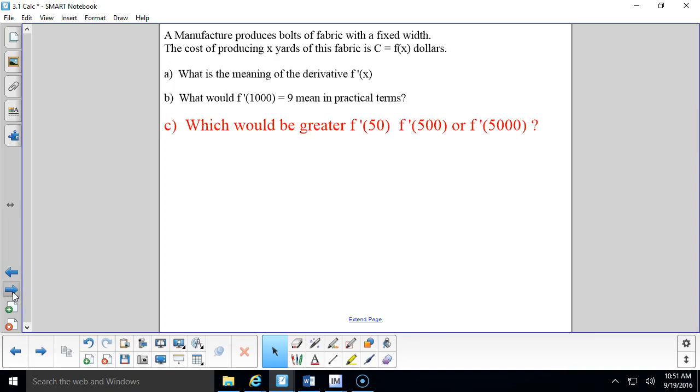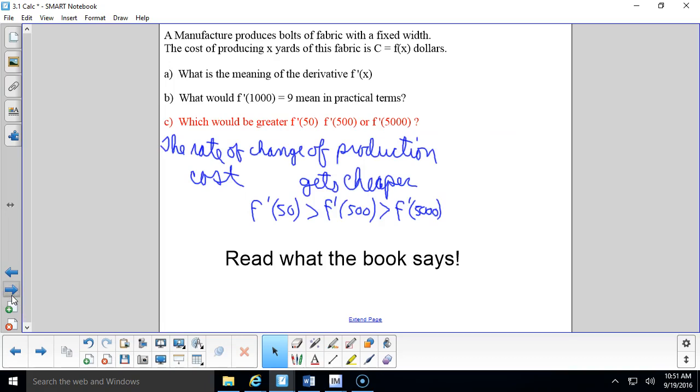So which would be greater, the rate at which the cost is changing at 50, 500, or 5,000? There's a couple of interpretations of this. Typically, though, the reason stores like Sam's Club or Costco, those big stores that tend to sell things in bulk, are able to sell things cheaper is that when you buy in bulk, it's easier to ship and produce and so on. So the rate of production costs typically would get cheaper as you move your way down.